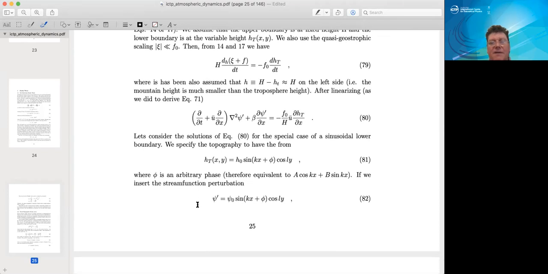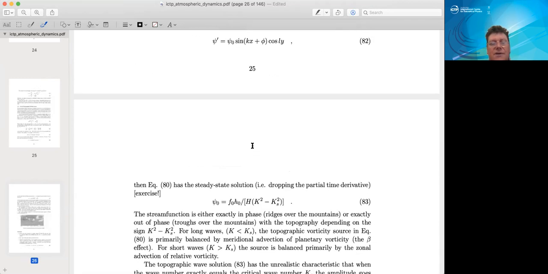And then we find, or we can try, okay, let's try a solution that looks exactly like the mountain. And if you do this, trying this, but using an amplitude that is still arbitrary, then we find that, in fact, this is a solution if the amplitude of our wave is proportional to the height of the mountain times the Coriolis parameter.